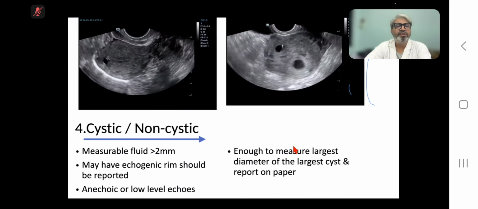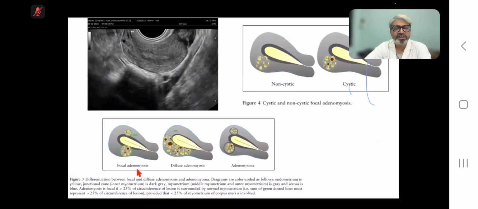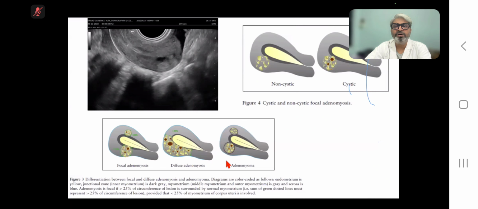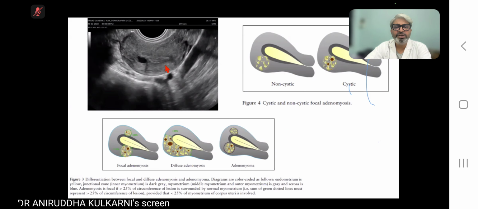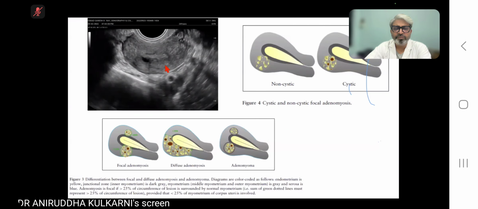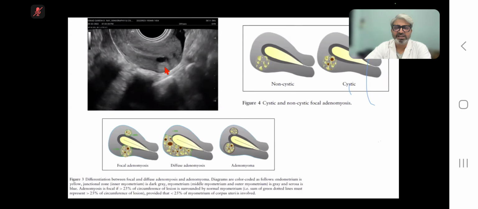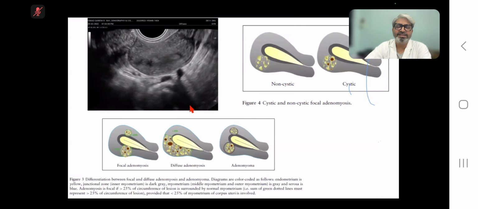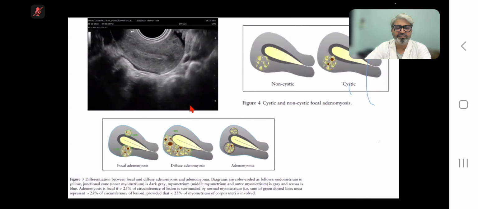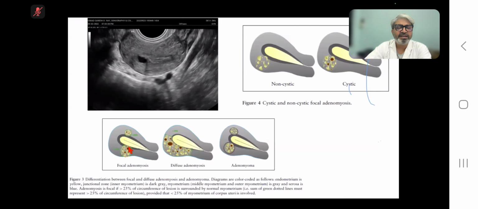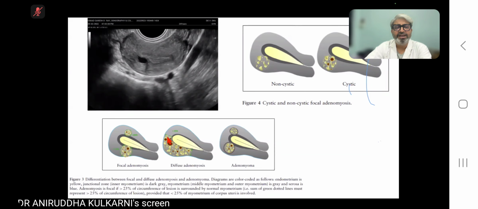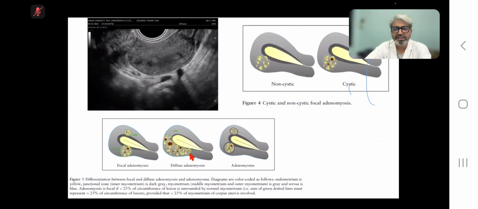So next, we are looking at what is called focal adenomyosis, diffuse adenomyosis, or adenomyoma, depending upon what kind of lesion it is. And we need to look for this variant only on the sagittal scan and not on the transverse, axial, or coronal scan on 3D acquisition of data. Here you can see that this focal zone of adenomyosis is encompassed by normal myometrium to the tune of almost 100%. Here it is 25% or even less than that.